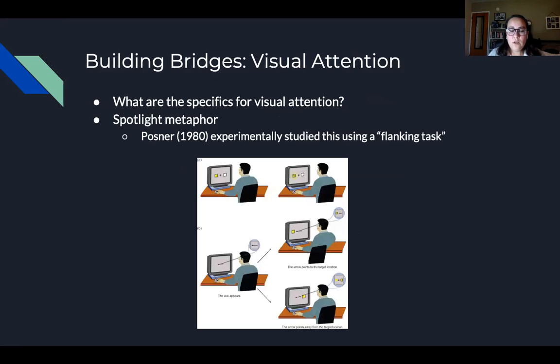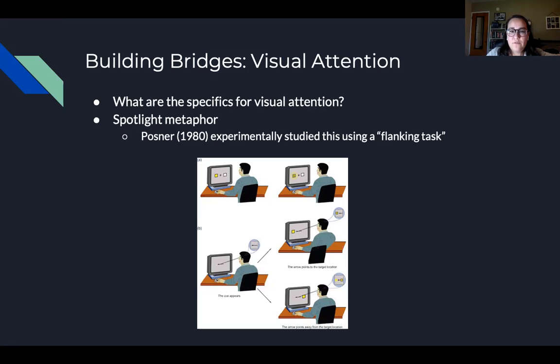A lot of what we've been talking about so far in the models of attention have mostly come from research on auditory attention. There has been some talk of visual attention prior to this as well. But now we're really going to talk about visual attention and hone in on what's happening in the brain, in terms of its structures and pathways, when we are visually attending to something.